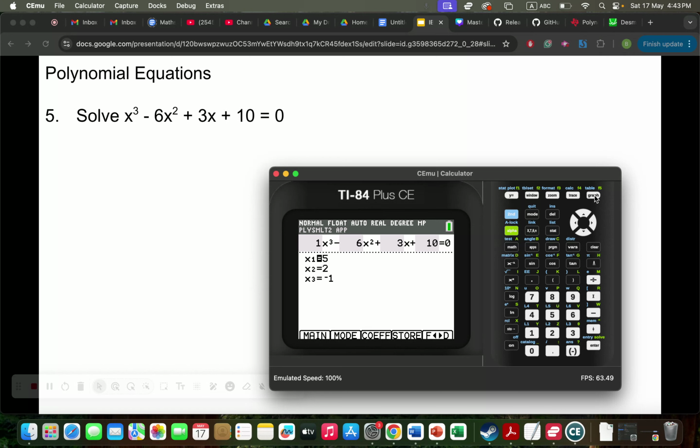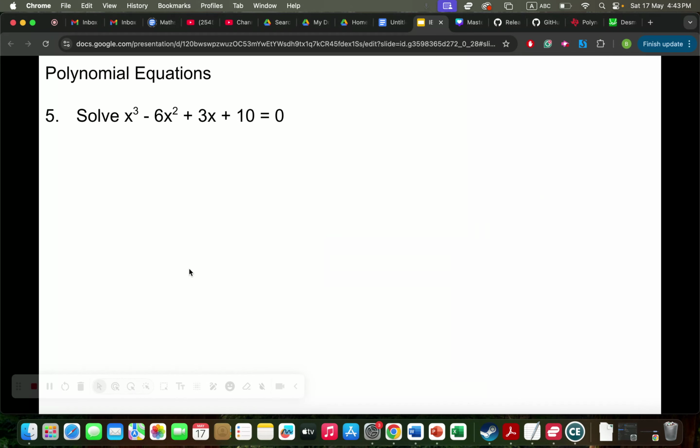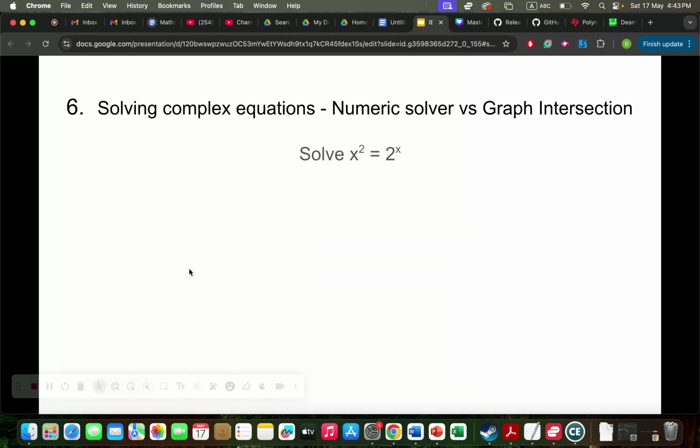Alright, so please make sure you use the Polysmith feature well if you need to solve complex equations or simultaneous equations. This is a great tool to be using on the TI-84. Okay, and let's move on to question 6. Oh, this is another one that needs to be addressed, okay, which is solving complex equations.